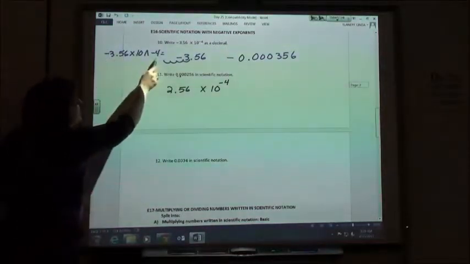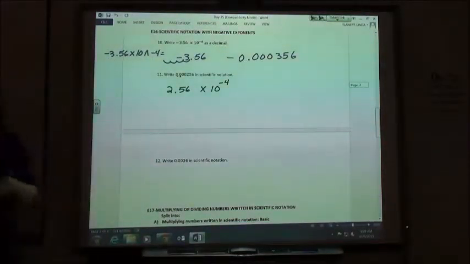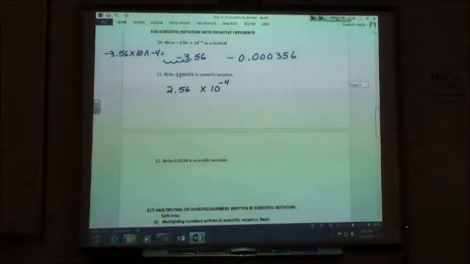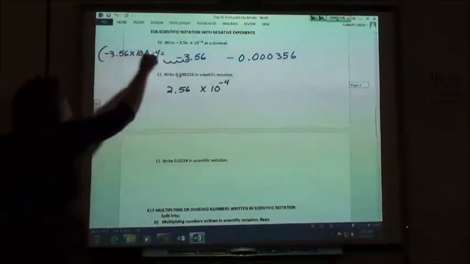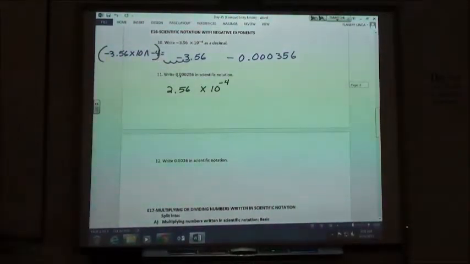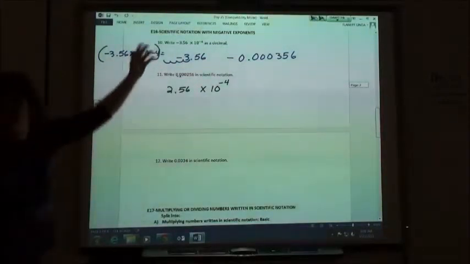If you're just going to punch this in, you don't need them, but if you were going to do an adding or multiplying or dividing problem with scientific notation, then you would put the parentheses around it, so that you tell the calculator, this is all one number. And then you would multiply it times another number? And then you multiply times another number, yep.